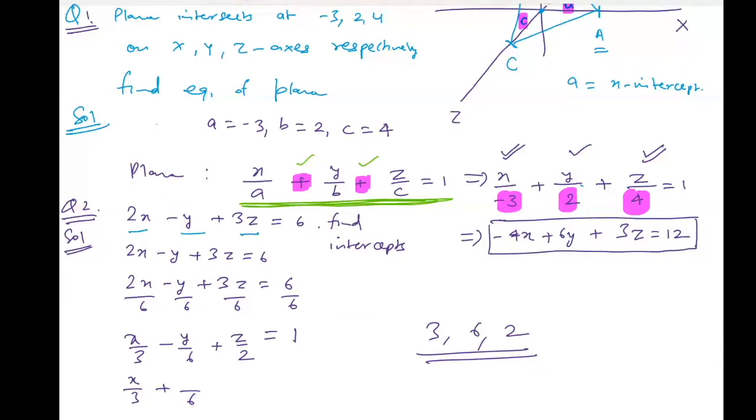So what are the intercepts? The intercepts are 3, minus 6 and 2. Is there any doubt to anyone? Students, is there any doubt? This is the intercept form of a plane. Please learn it, where a, b, c are the x-intercept, y-intercept and z-intercept respectively.